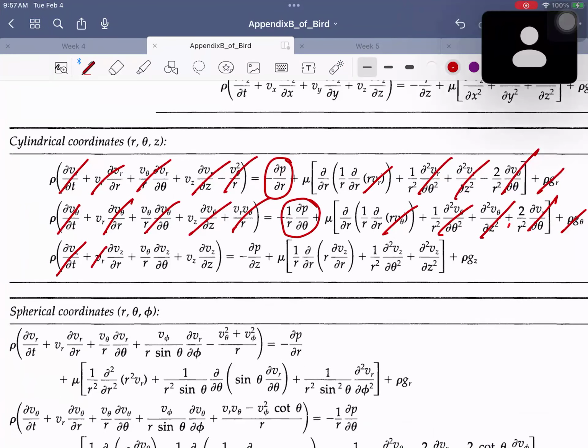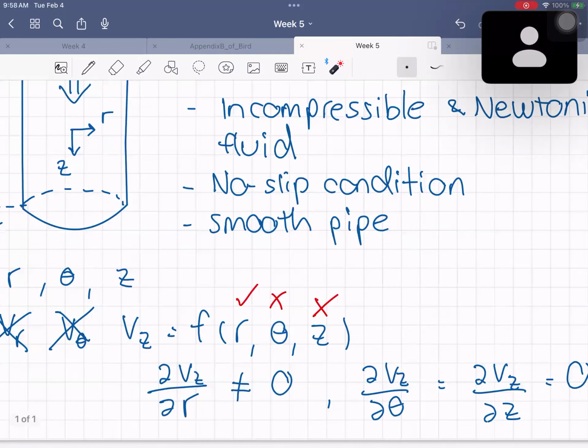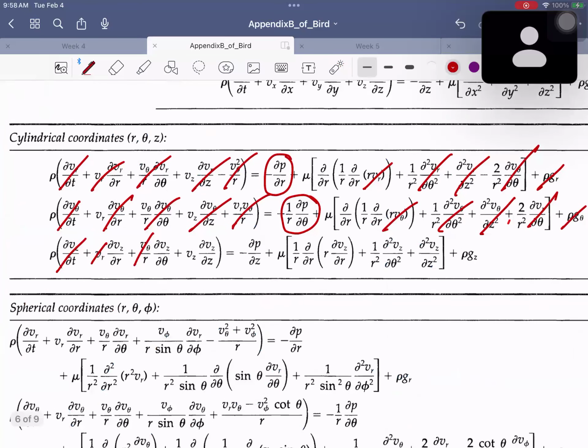Next one, we have VR equal to 0. V theta equal to 0. What about this term? Is it 0? No, Vz is not 0, but what about dVz by dz? We have talked about this, right? Vz is not a function of z. That means that dVz by dz is equal to 0, right? So this term is equal to 0, okay?